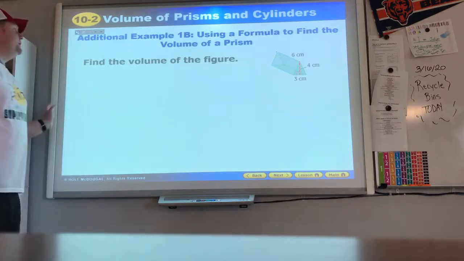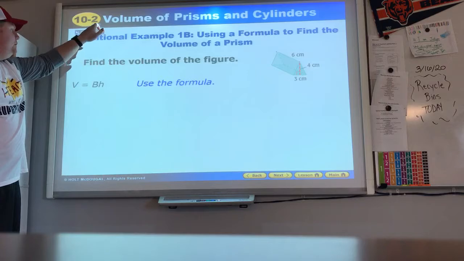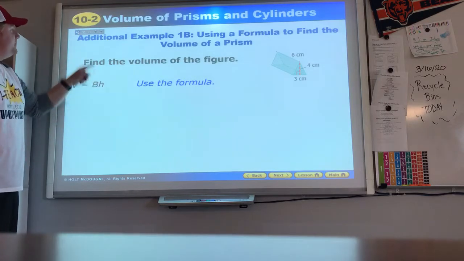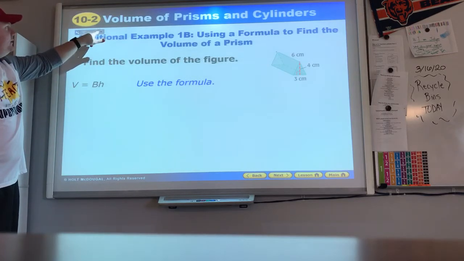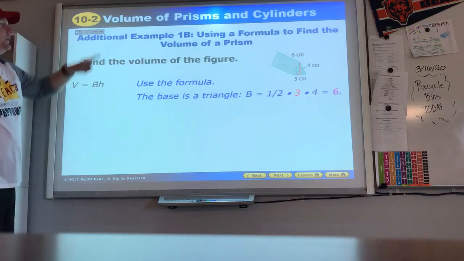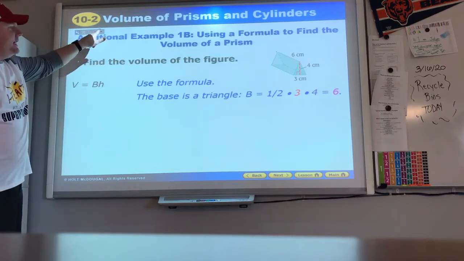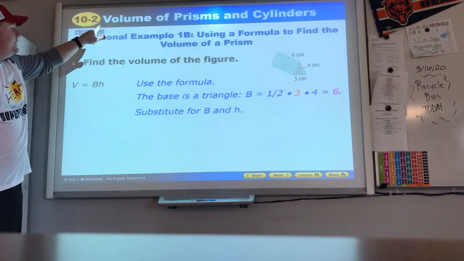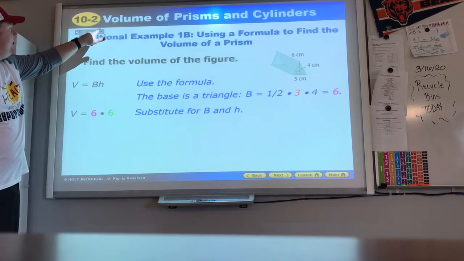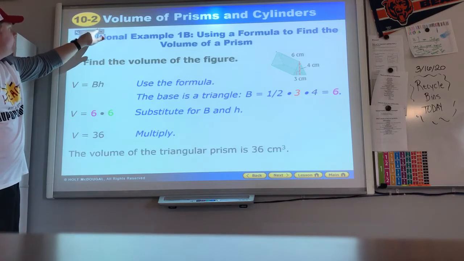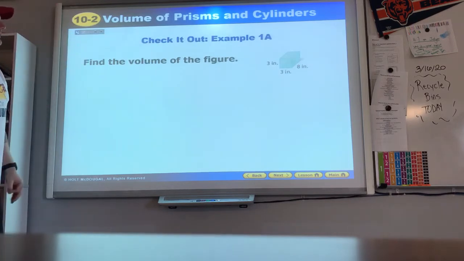Let's go ahead and see what they put in. Use the formula: area of the base times height, or distance between the two bases. All right, 1/2 times 3 times 4 equals 6. Then we take 6 times our height of 6, and we get our answer. Okay.